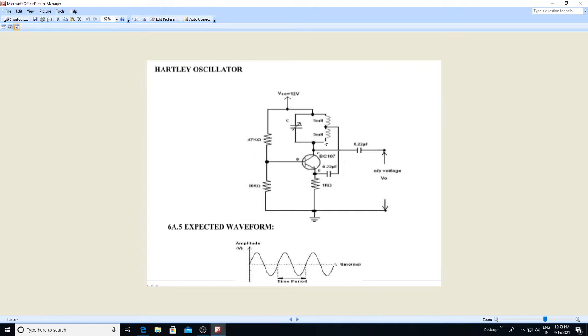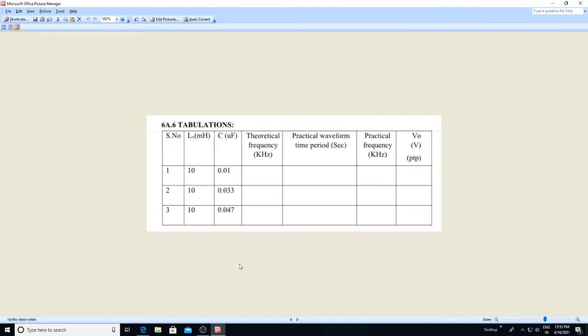Here we need to find the output frequency response of the Hartley oscillator for different C values. By varying the capacitor values, we are checking the output time period, from which we get the practical frequency, and then we compare it with the theoretical value of the frequency which you get from F is equal to 1 by 2 pi root LC. So this is the observation table which you have.